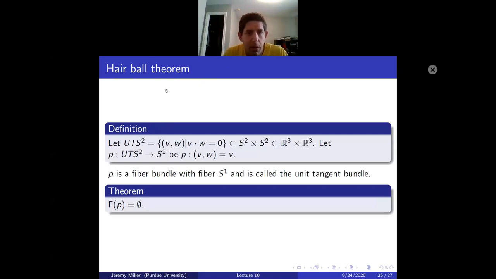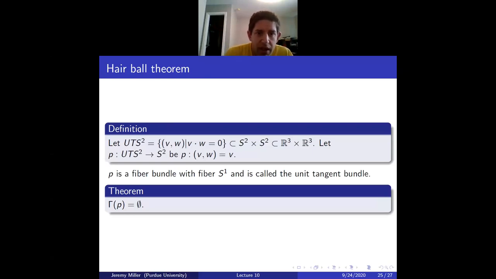Hairy Ball theorem, this typo. So the Hairy Ball theorem says, you imagine you have this two-sphere and it's got hair everywhere. There's no way to comb the hair so that there's no bald spot or something. So what does it rigorously say?